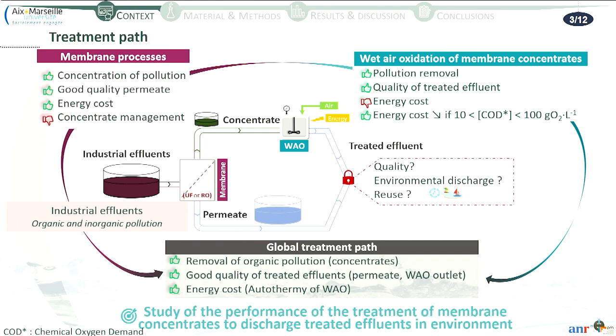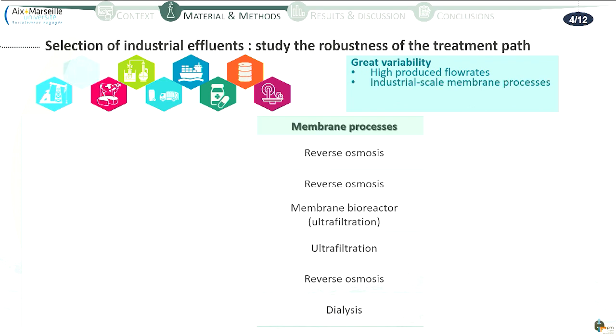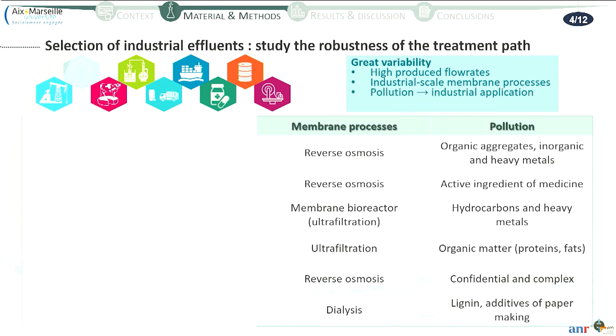And we wanted to study the performance on each industrial effluent that was previously concentrated by membranes. So we chose our effluents with great variability in order to study the robustness of the treatment path. And we chose to work on high produced flow rates at industrial scale, where the membrane processes are already implemented in industries with different pollutions in order to have different types of organic pollutants.